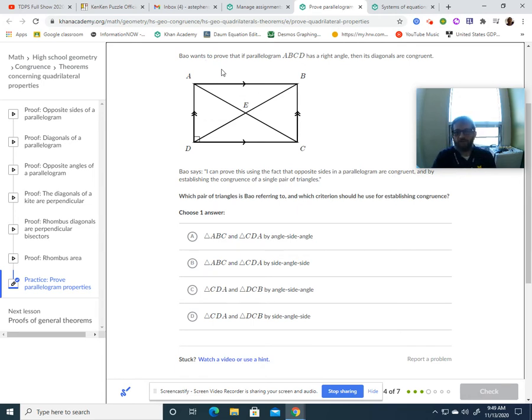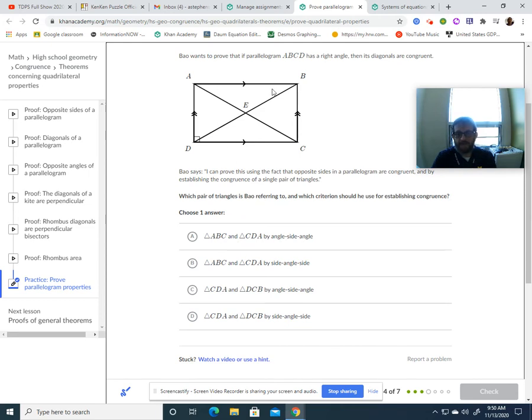Bao wants to prove that if a parallelogram has a right angle, then its diagonals are congruent. So I want to prove the diagonals are congruent. Basically what we're going to do is we're probably going to prove that two triangles are equal to each other, and that's what they're going to tell us. So we're going to use angle-side-angle or side-angle-side to prove different triangles are congruent. So we want to know which ones we're going to do.